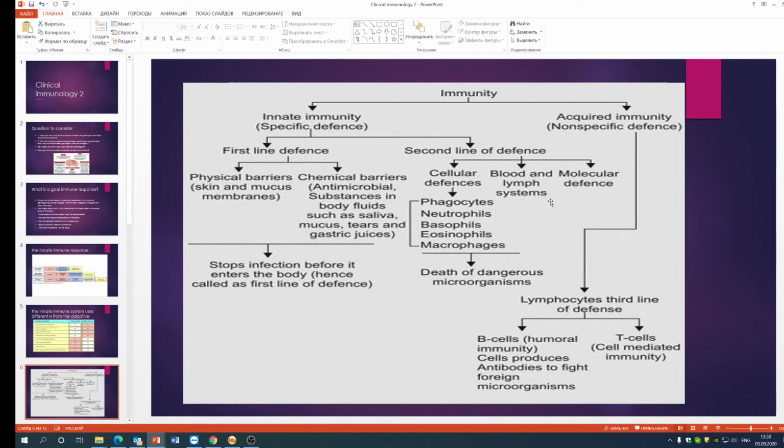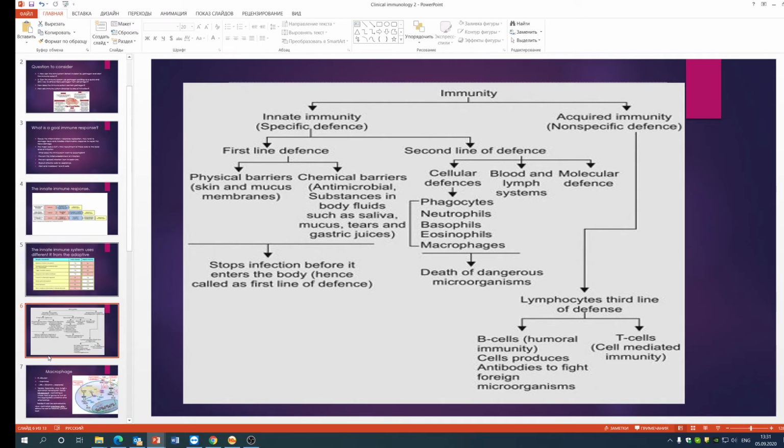Blood and lymph systems are all involved in the secondary line of defense. Molecular defense includes lymphokines, interleukins, chemokines, and so on, against dangerous microorganisms. In acquired immunity, lymphocytes are the third line of defense. Activated T cells mediate cellular immunity, and B cells mediate humoral immunity, producing antibodies to fight foreign microorganisms.